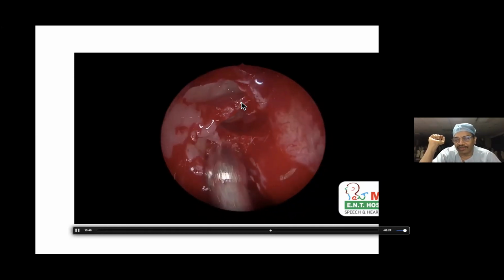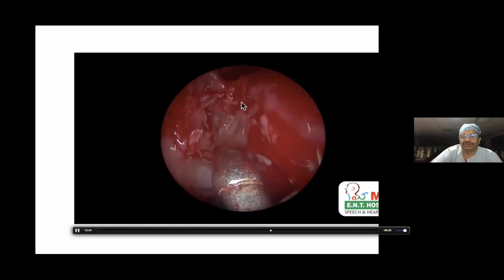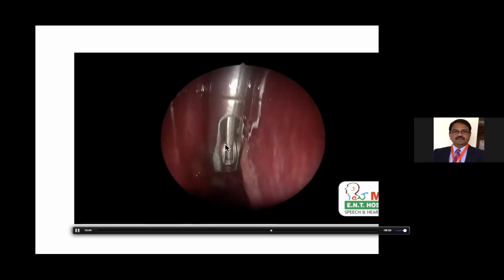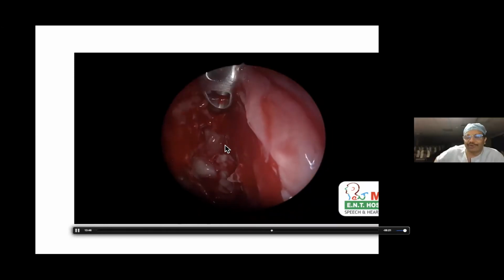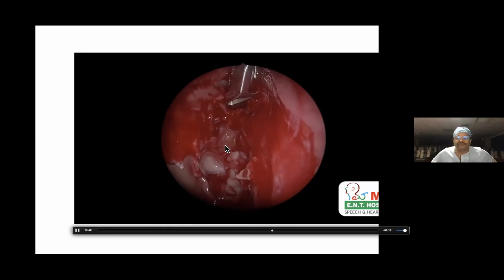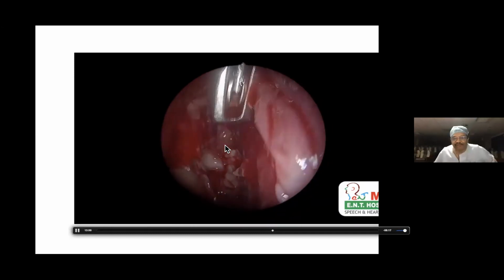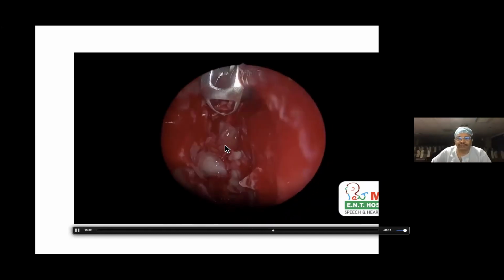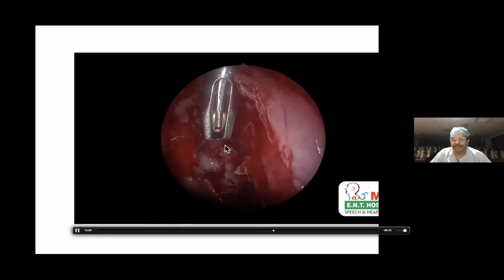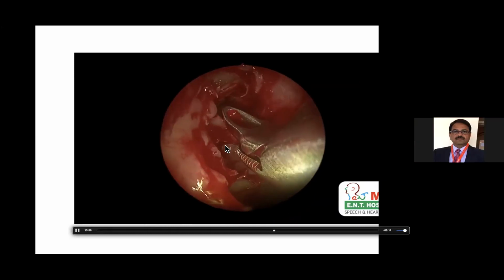So the other cell, I have to explore that. So there is a cell here. If I miss that cell, I will be having disease in the frontal recess. These patients then keep on having small polyps and recurrent disease.